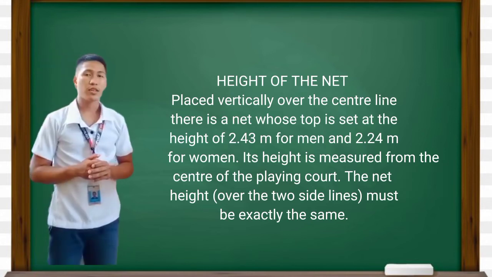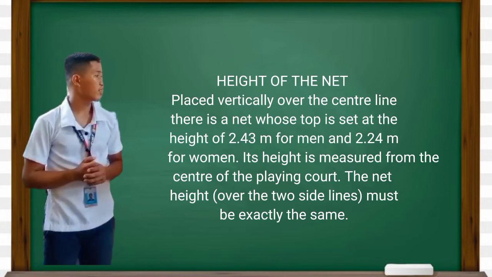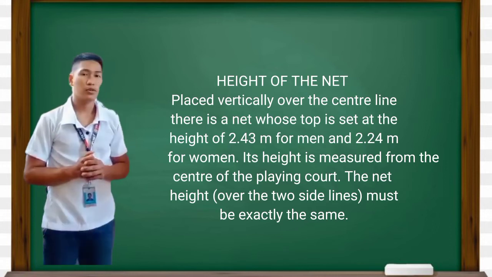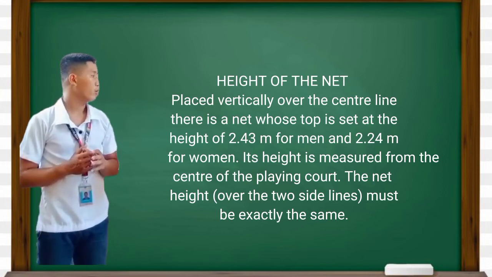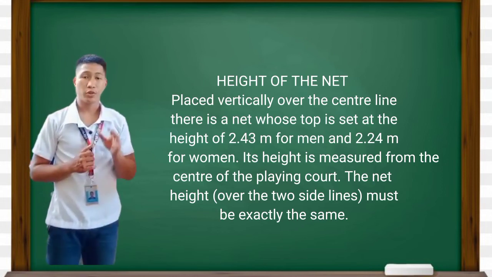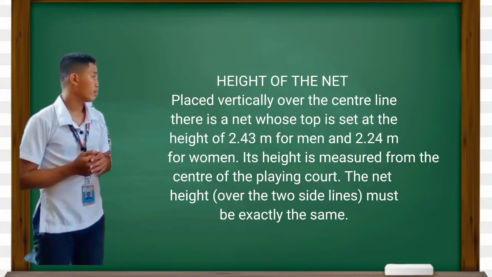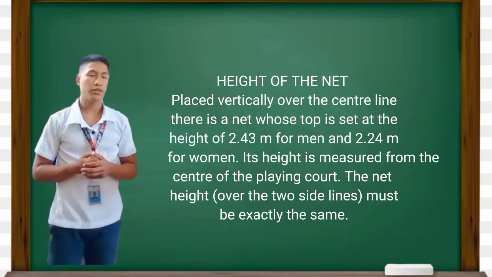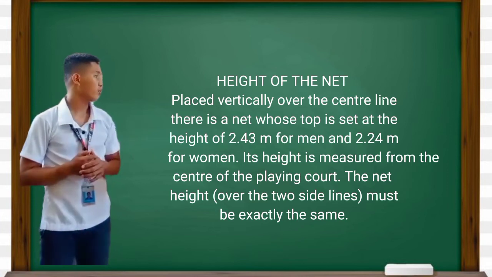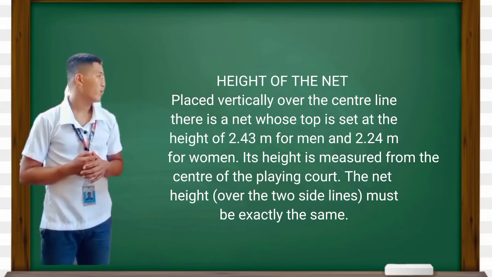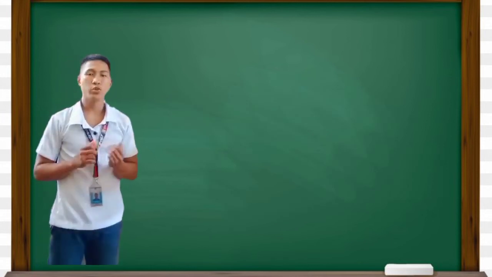Placed vertically over the center line, there is a net whose top is set at the height of 2.43 meters for men and 2.24 meters for women. So remember it, class, the height of the net. Its height is measured from the center of the court. The net height over the two sidelines must be exactly the same and must not exceed the official height by more than 2 centimeters.